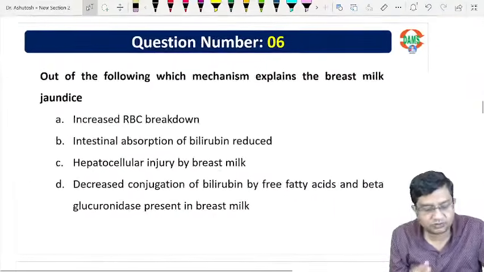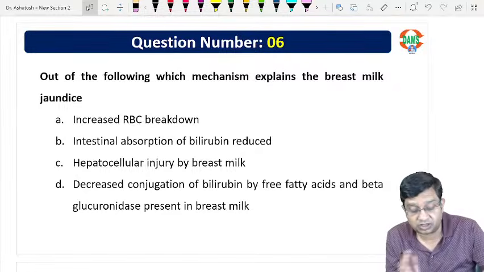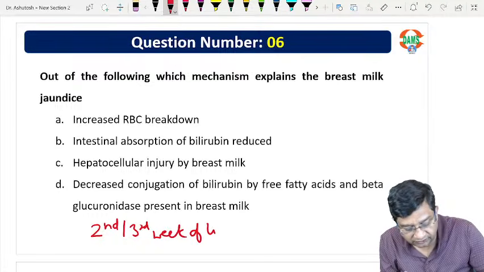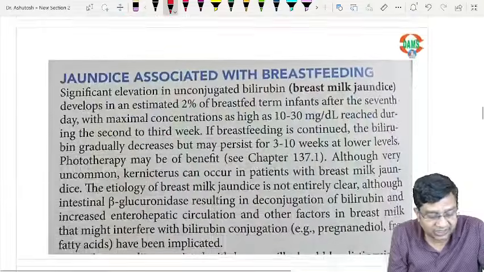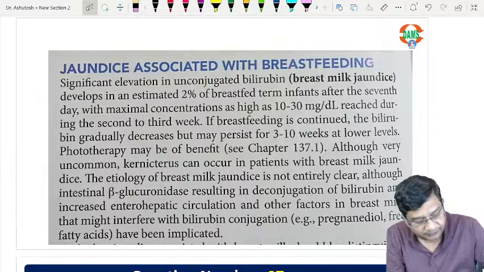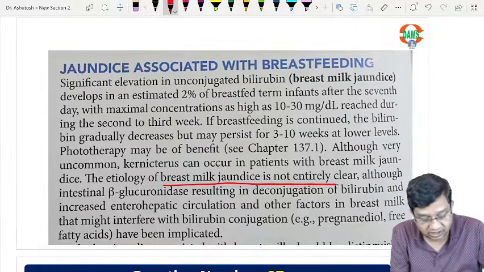Out of the following, which mechanism explains breast milk jaundice? Breast milk jaundice is usually seen particularly in the second or third week of life. I have taken exactly the lines given in Nelson. It basically says the etiology of breast milk jaundice is not entirely clear.